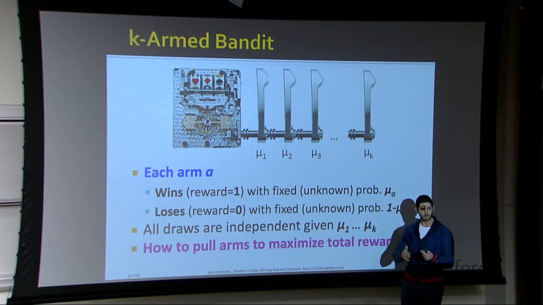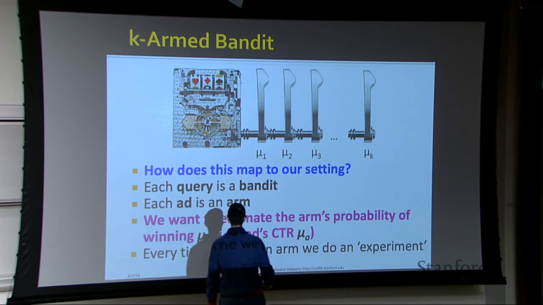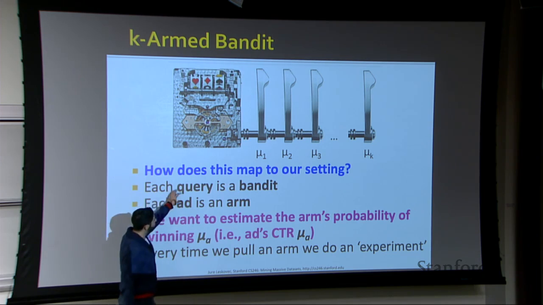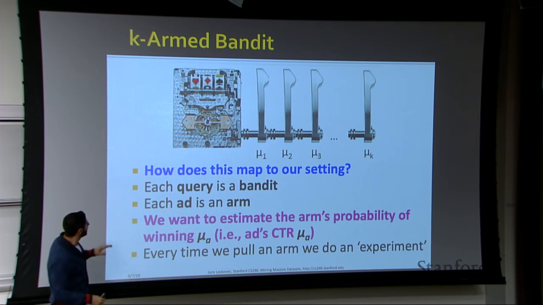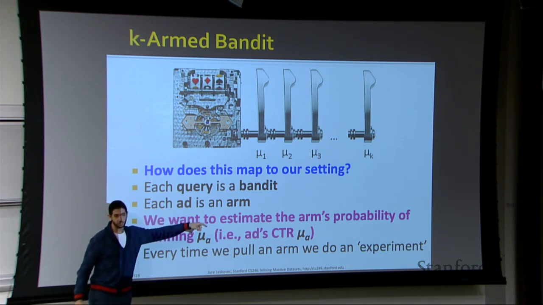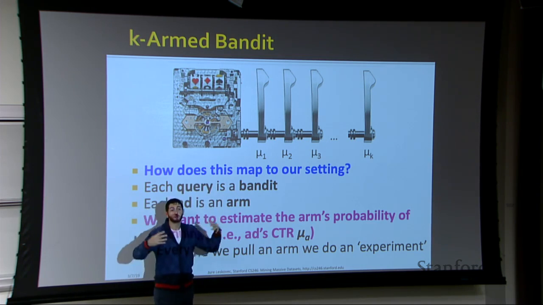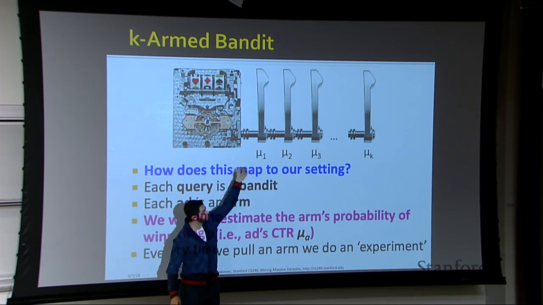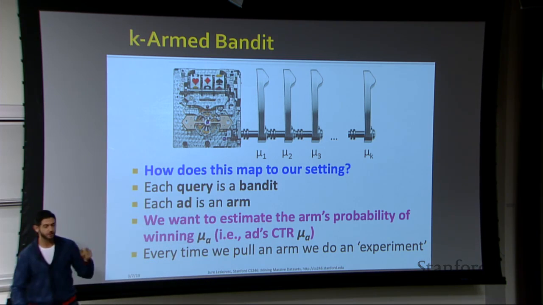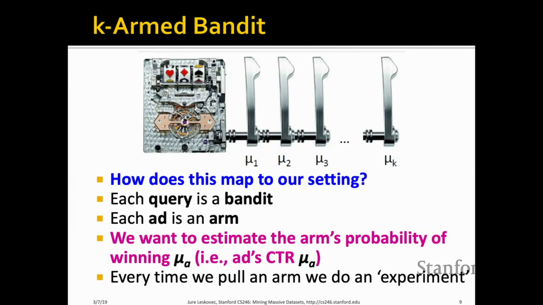Now start to think about the mapping between how ads work and how we are defining this problem. How do we map it? Basically, each query is a bandit, so each query is a different set of slot machines that we're playing with, and each ad is an arm. You send a query to the system, and the system returns a slot machine, and the slot machine can show you different ads. Pulling an arm and getting a reward means that the user has clicked on that ad. So that's how you map the web advertising world to the multi-arm bandit problem.